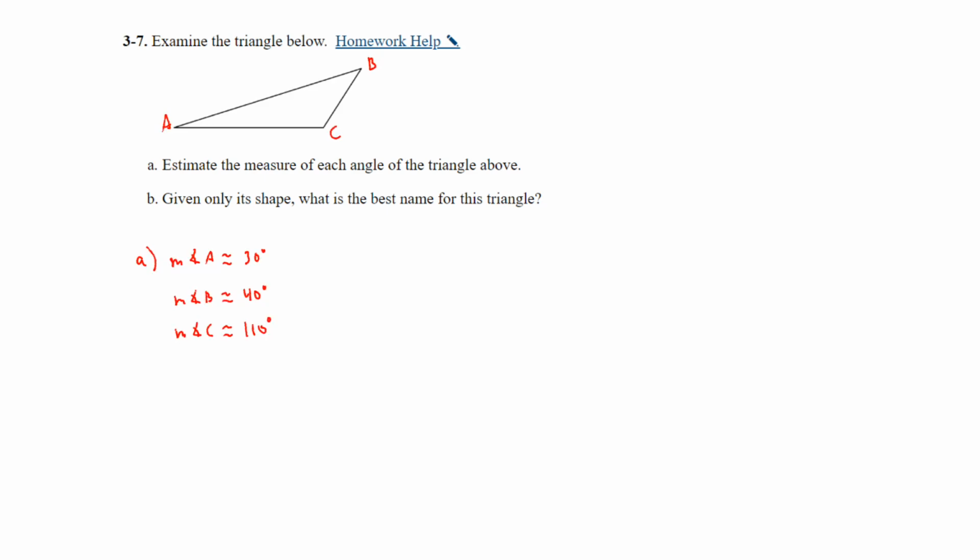So that's my estimates. On part B, given only its shape, what is the best name for this triangle? Well, we can see we have an angle larger than 90, so it is an obtuse triangle. And since it appears that all these side lengths have different measure, then we can maybe even go a little bit further and we can call it an obtuse scalene triangle. And so we include the word scalene, meaning that none of the side lengths are congruent.